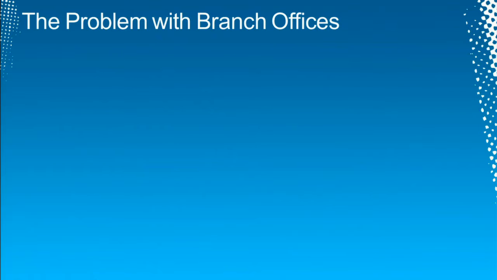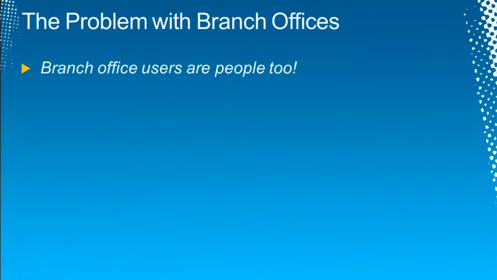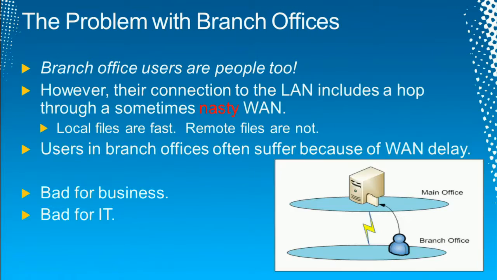They're slow, right? Well, you know, branch office users are people too. Contrary to what kind of network connection we would give them sometimes, they are people too. You're exactly right. Their connection to the LAN, unfortunately, includes this hop through this sometimes nasty WAN.